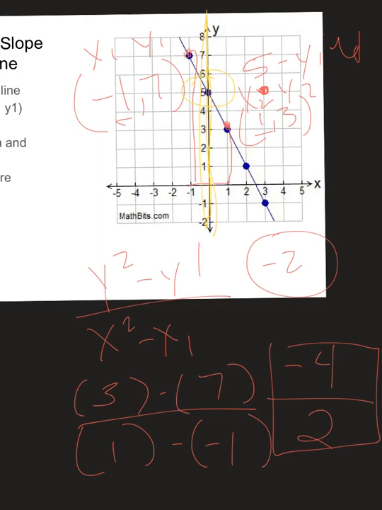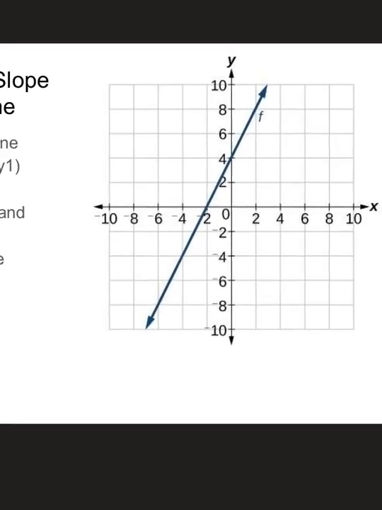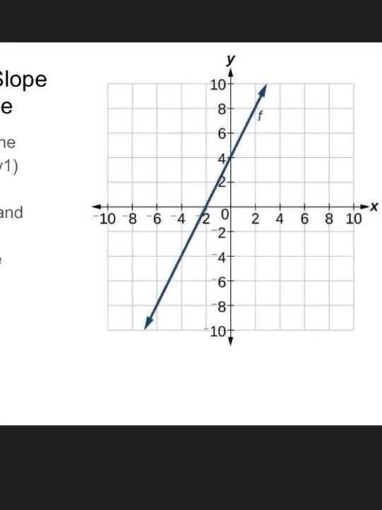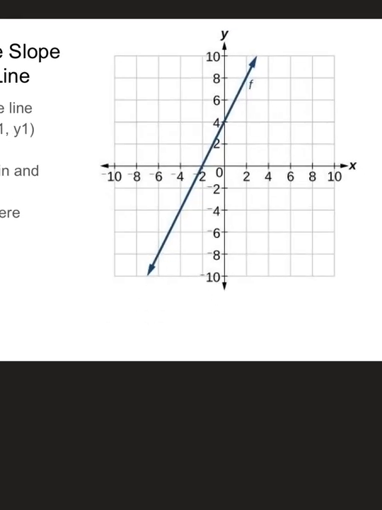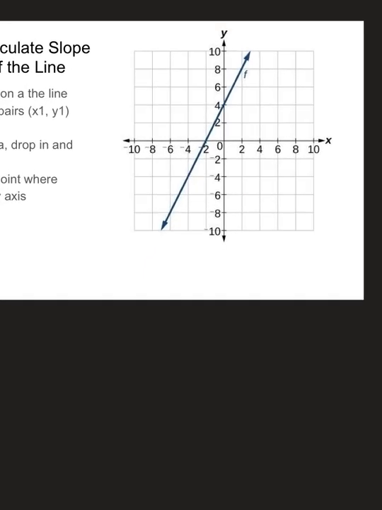Good job. Next example. Alright, first things first. Is this a positive or negative slope? Fantastic, guys. It is a positive. We are going up to the right. We want to find our 2 points. So let me go ahead and mark them out for you.